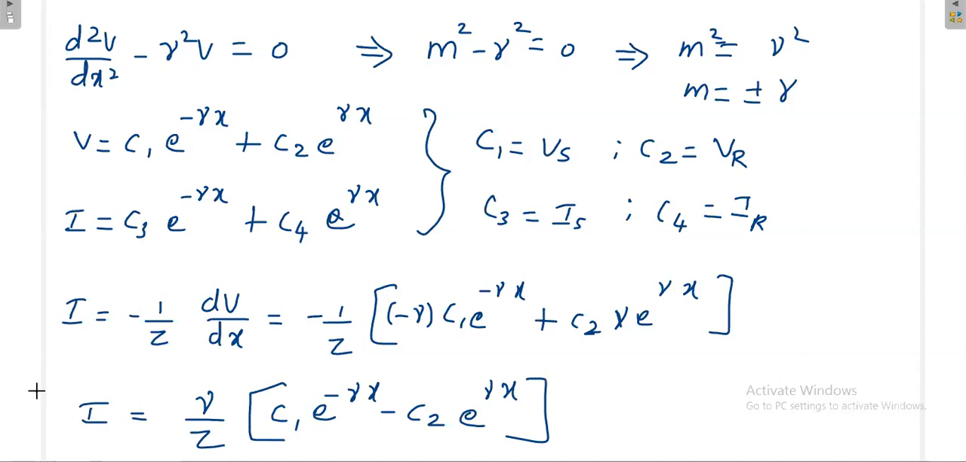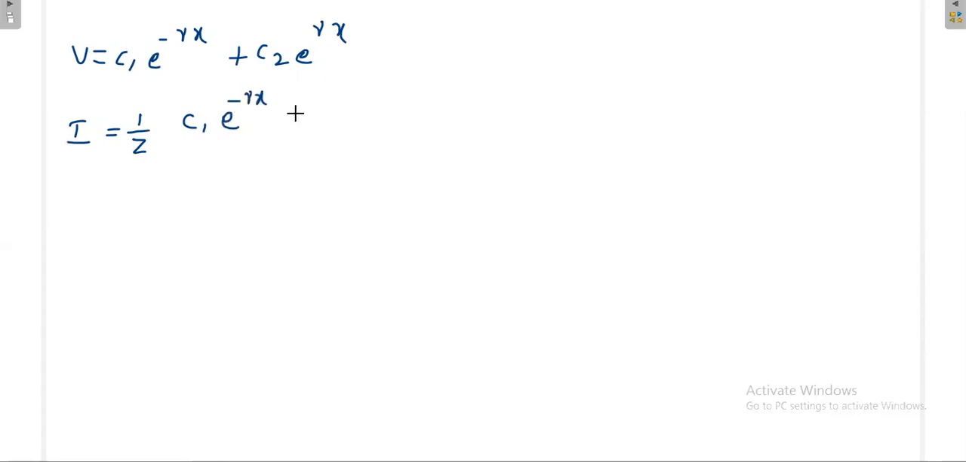I can also write the current equation from the voltage equation instead of writing it separately with new constants. With the existing constants C1 and C2, I can write the current equation like this. So finally, I represent the voltage and current equations in terms of only two constants, C1 and C2. My voltage is equal to C1 e power minus gamma x plus C2 e power plus gamma x. Similarly, the current is equal to 1 by Z, C1 e power minus gamma x minus C2 e power gamma x.